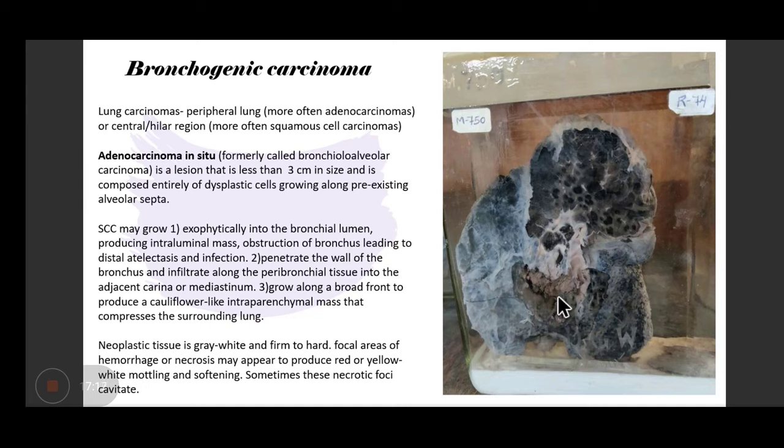This pattern can be seen here. A squamous cell carcinoma can be an exophytic growth. It can penetrate the wall of the lung, or it can grow like a cauliflower-like growth inside the parenchyma.